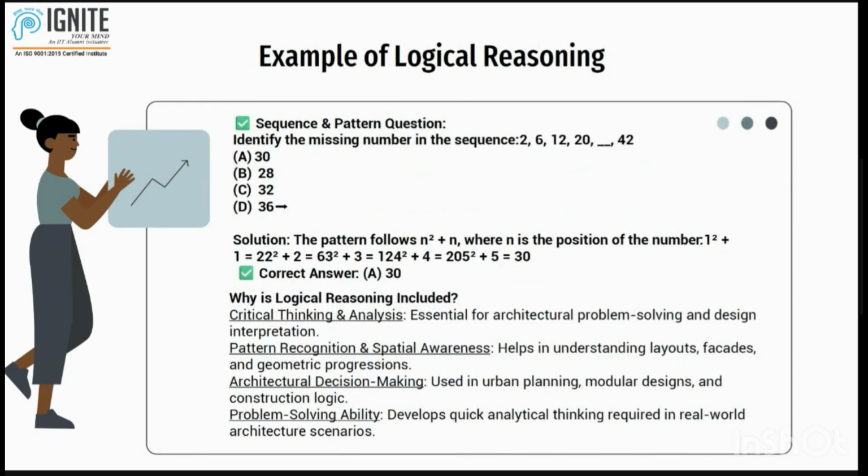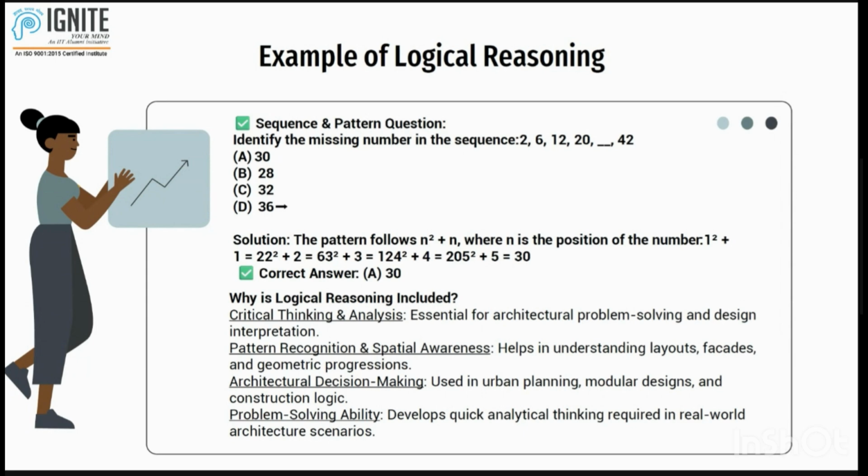Logical reasoning tests your ability to recognize sequences or relationships between numbers, shapes, or images, which is essential for understanding geometrical patterns and design structures. The example question, identify the missing number in the sequence 2, 6, 12, 20, 42. Option A, 30. Option B, 28. Option C, 32. Option D, 36.